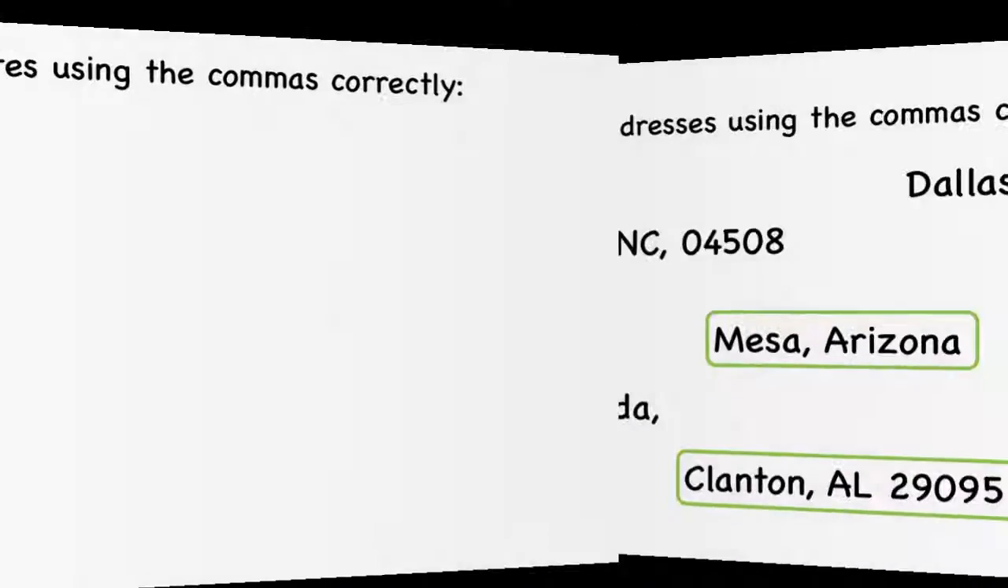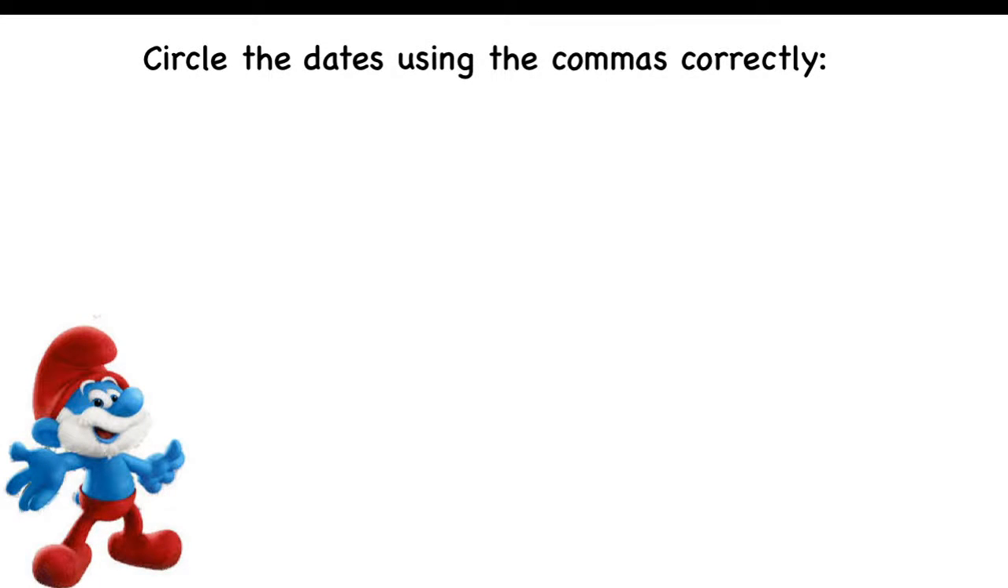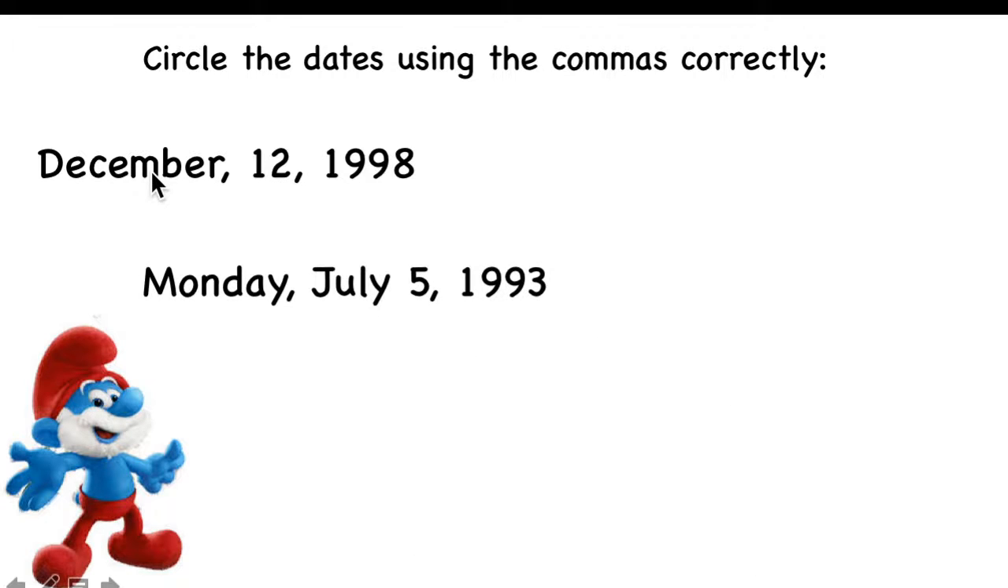One more time. Now circle the dates using the commas correctly. Is this date correct? December, 12, 1998? No, because we don't put the comma between the number of the day and the month. Monday, July 5, 1993. Is this correct? Yes, it is. Very good.